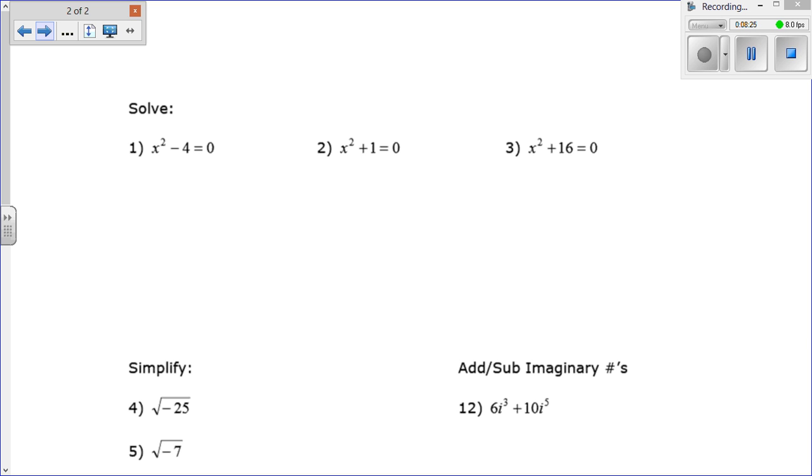Okay, so let's solve some problems here. I have x squared minus 4 equals 0. Add 4 to both sides.